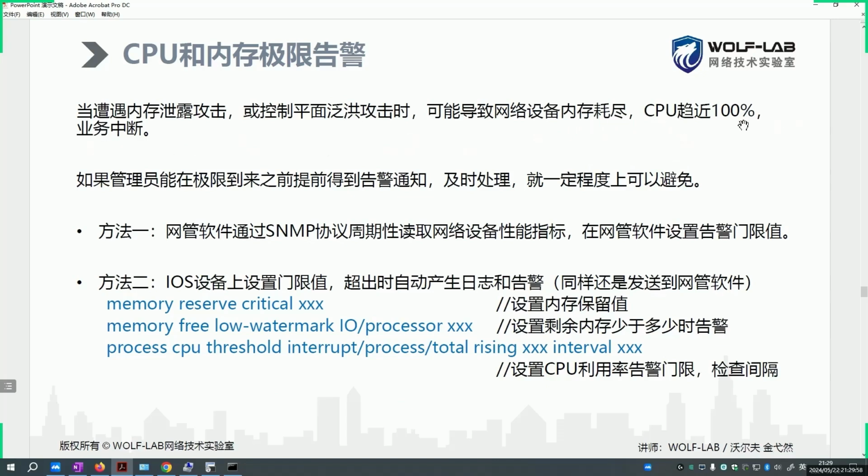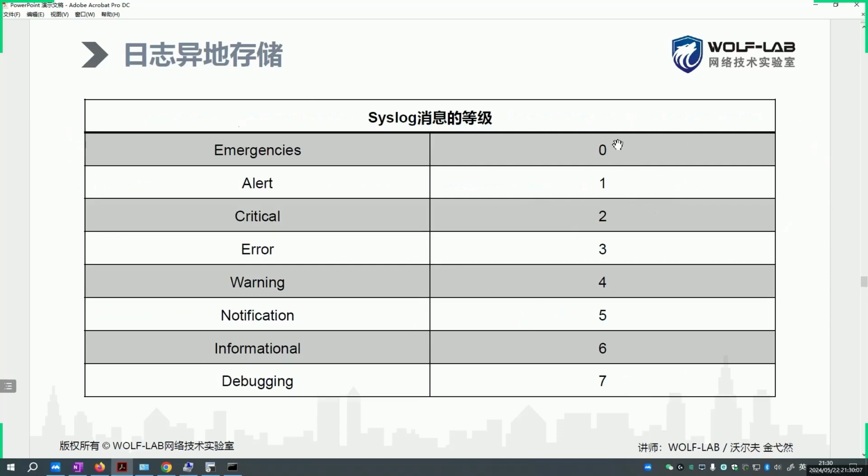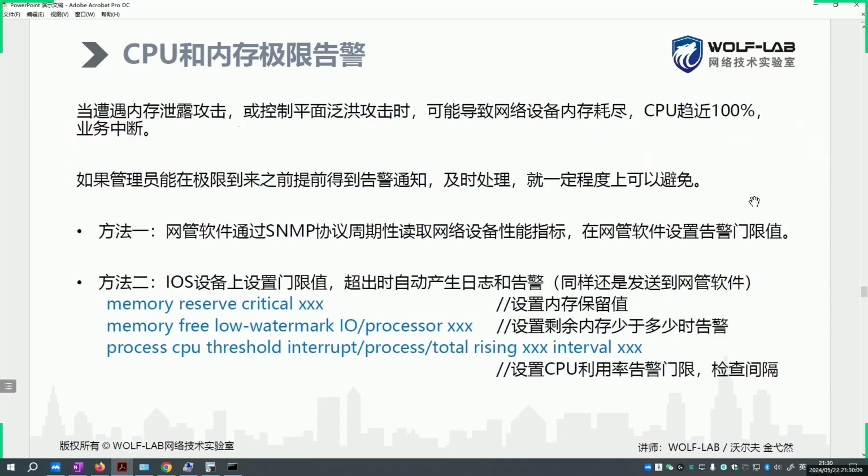Then, regarding CPU and memory alarms, it's possible that our system might be under some attacks. If our control layer is attacked, what might happen? If the control layer suffers an attack, it could cause, for instance, memory exhaustion or memory overflow, right? Or the CPU being maxed out. In such situations, our system might experience some issues. Possibly, the system might crash.